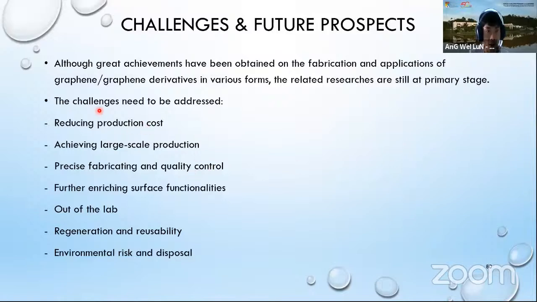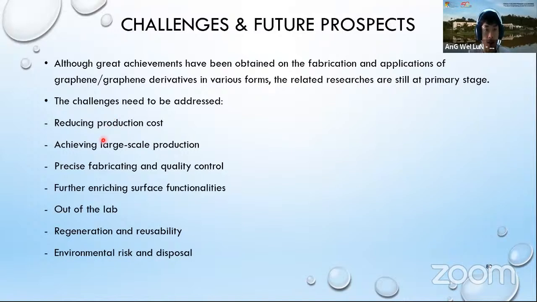So these are the challenges that are still waiting for us to resolve. It means that this will be the future prospect for us to study, to conduct our experimental study. First is reducing the cost. The current price for production of graphene oxide is still very costly. So we have to find a way to produce it at a cheaper cost, using fewer chemicals, and maybe using less harsh conditions, not at high temperature and high pressure.